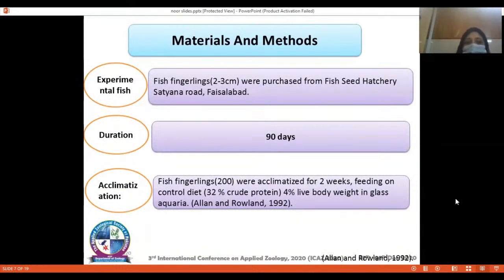Now the materials and method. First of all, we will discuss our experimental fish. The experimental fish is the Cirrhinus mrigala. The seed of the Cirrhinus mrigala was purchased from the fish seed hatchery, Satyana Road, Islamabad. The duration of the experiment is 19 days. Before the start of the experiment, fish were acclimatized for 2 weeks, feeding on a controlled diet at 4% of live body weight in glass aquaria.